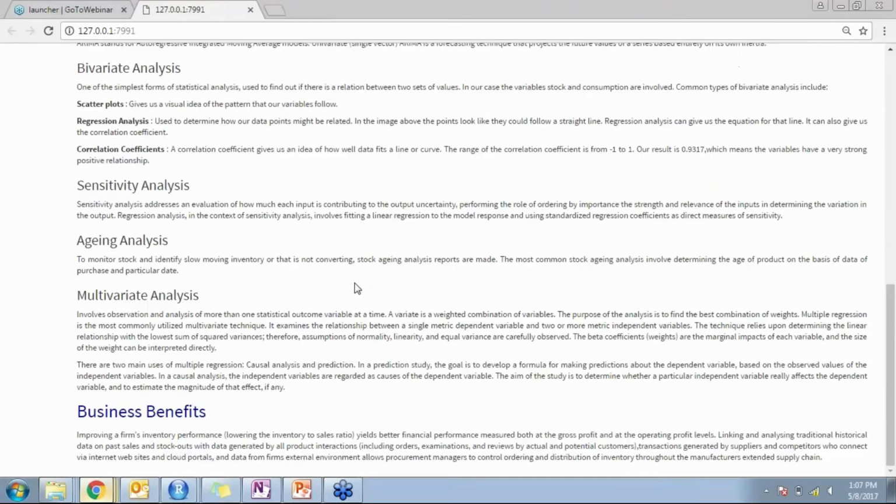Finally, coming to the business benefits, as we have already discussed, the platform would help the industry and the business to properly manage the inventory over a period of time. This will lead to the control of the excessive inventory that piles up over time, and will lead to effective financial planning and management.